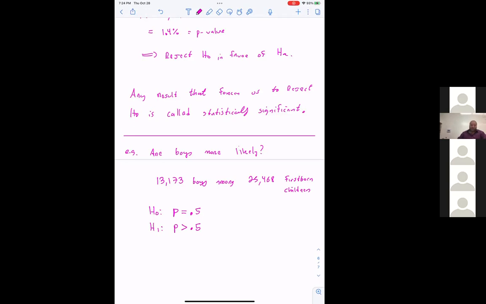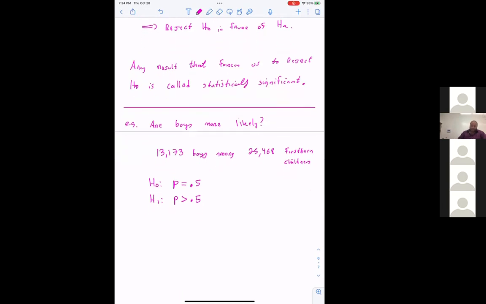So what do we do? We take a sample. And what do we evaluate in the sample? Well, we want P hat, which is our sample proportion. What is our sample proportion here? 13,173 divided by 25,468, which gives me 51.7%, which is certainly more than 50%. The question is, is it more enough than 50% to make us question the null hypothesis?